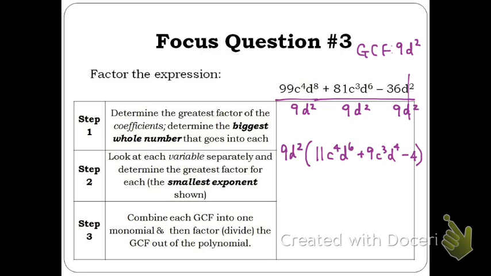So our answer is 9d squared times the quantity 11c to the fourth power d to the sixth power plus 9c cubed d to the fourth minus 4. And we are ready to advance.